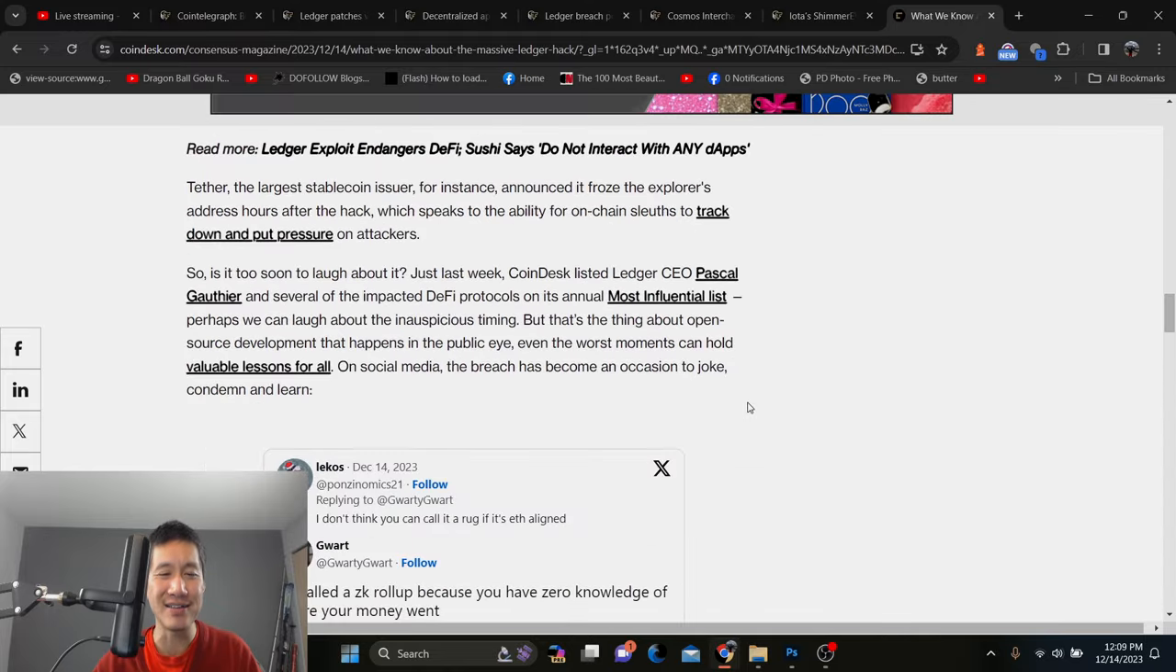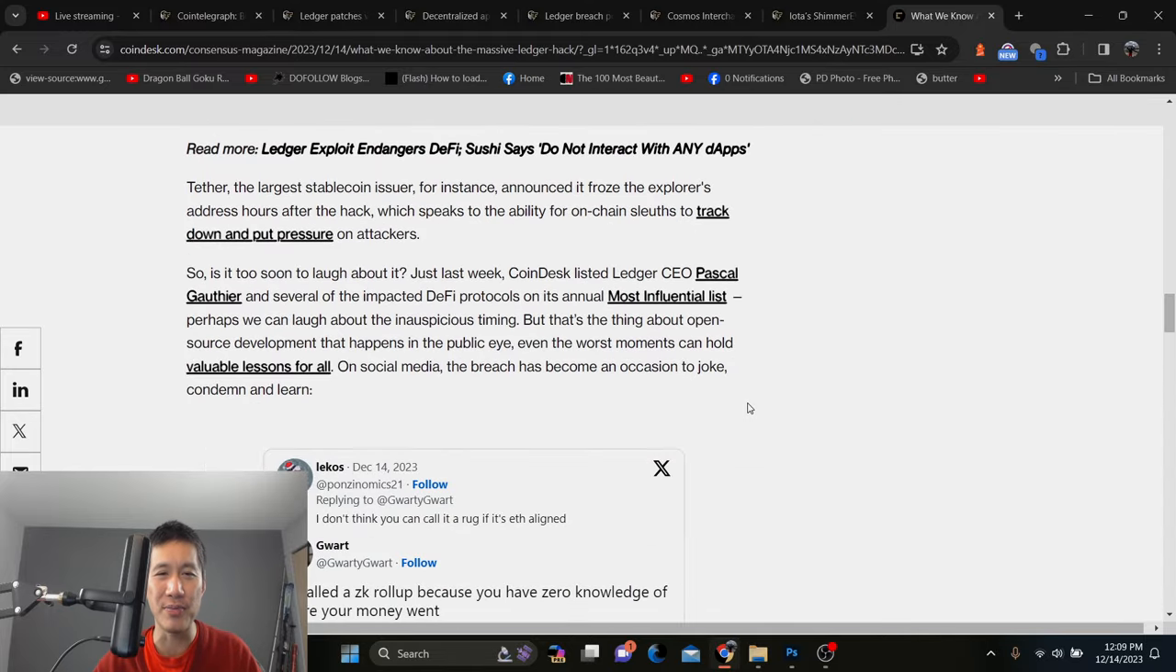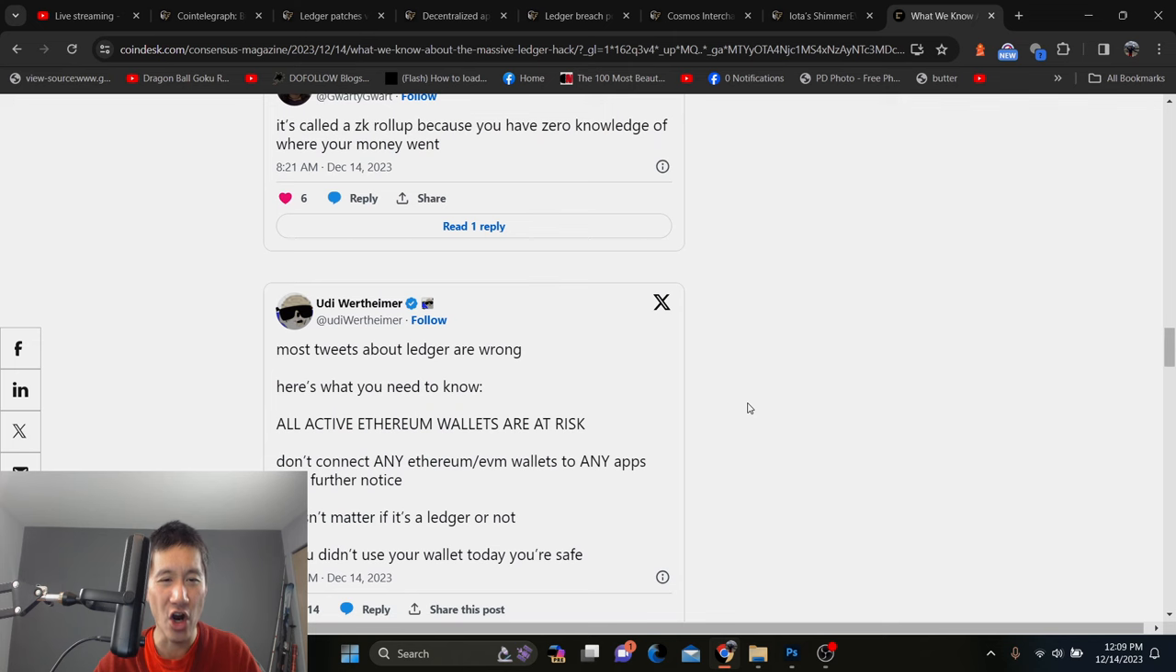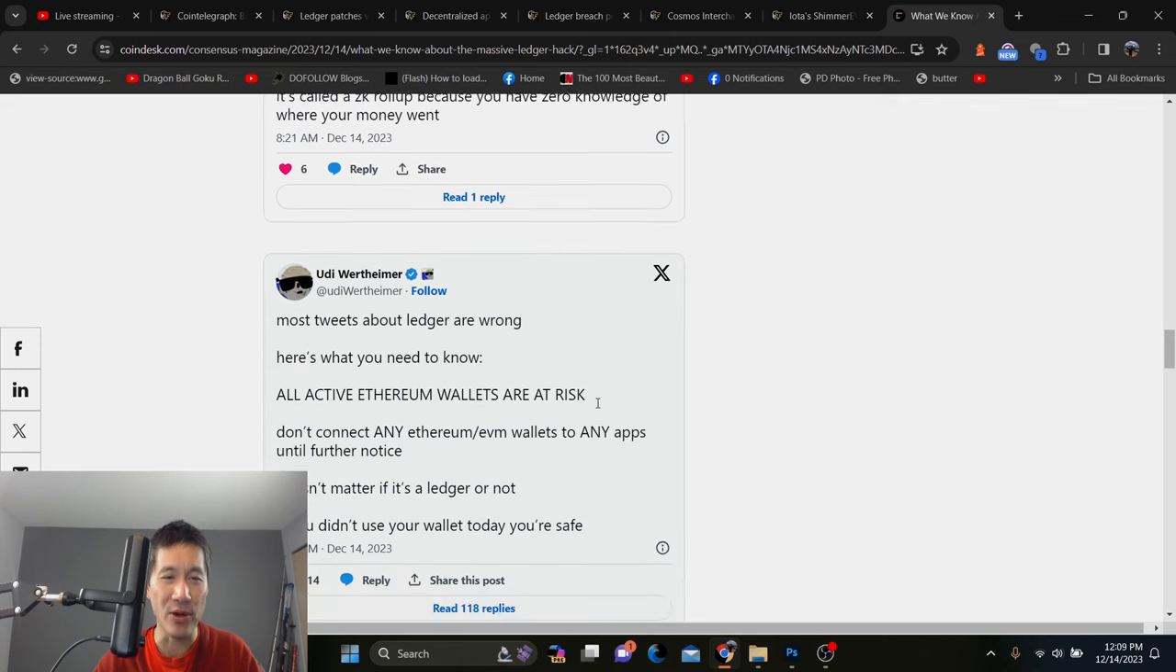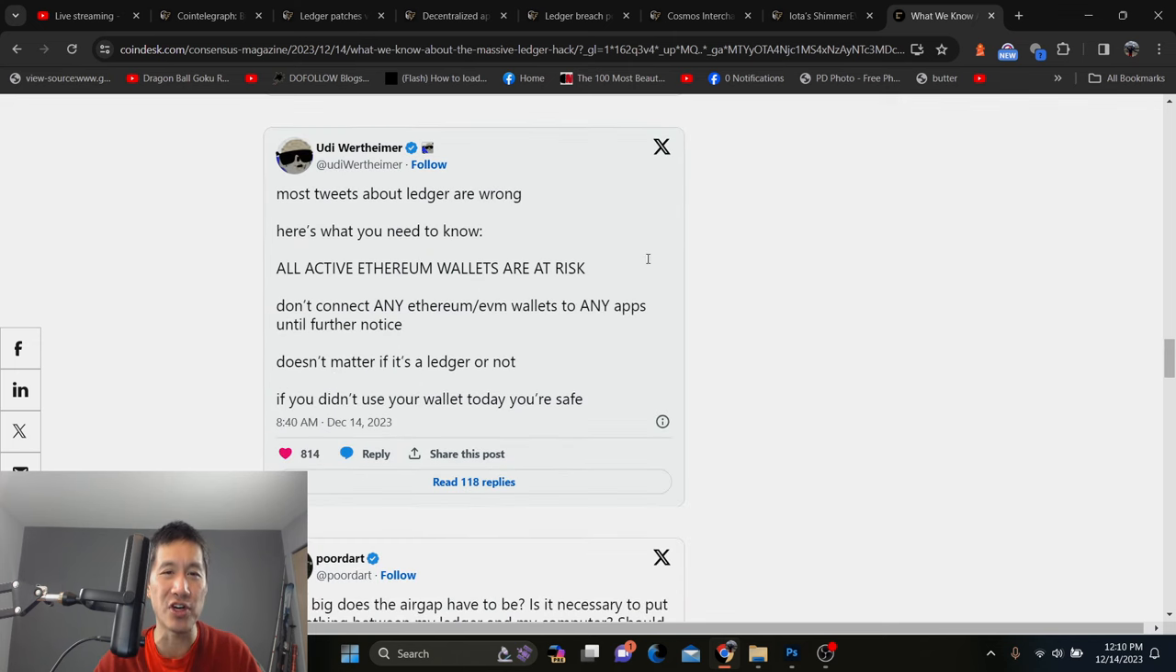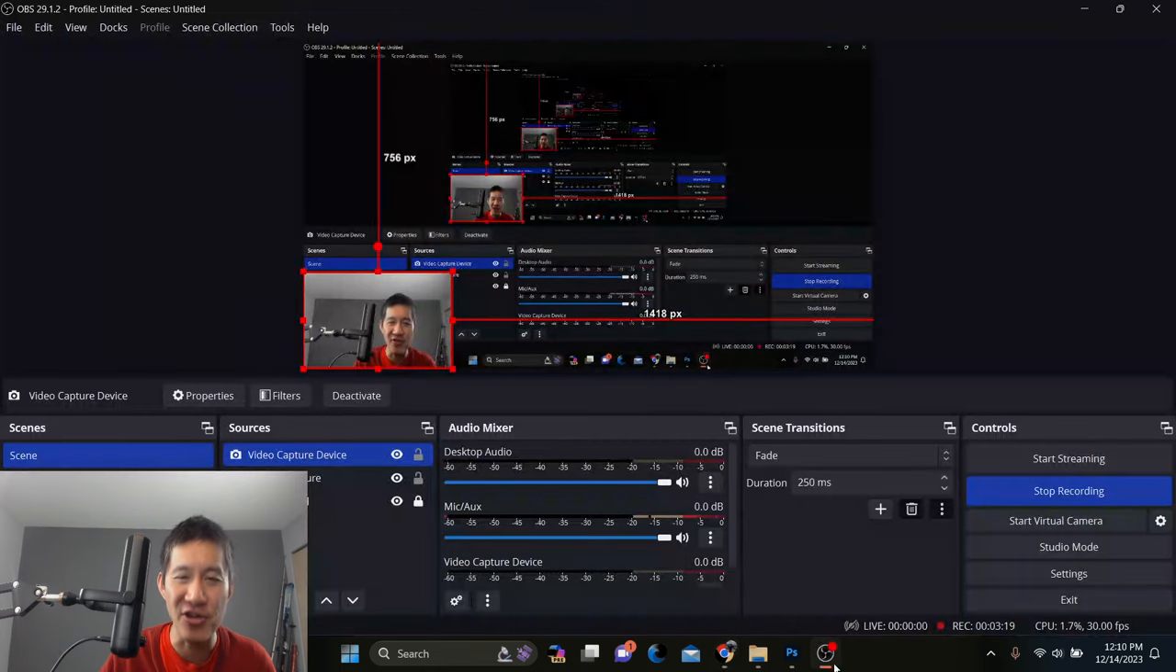Unfortunately, the Ledger Nano thing is just a failure in programming code or a failure in hardware. So, you know, people are tweeting, most tweets about Ledger are wrong. Here's what you need to know. All active Ethereum wallets are at risk. Don't connect any Ethereum EVM wallets to any apps until further notice. Doesn't matter if it's Ledger or not. If you didn't use your wallet today, you are safe. So don't use your wallets. Don't connect to apps. And yeah, just lay off your Ledger for a while.